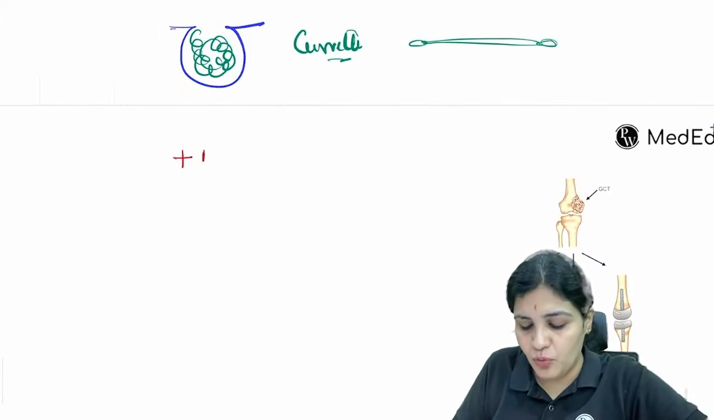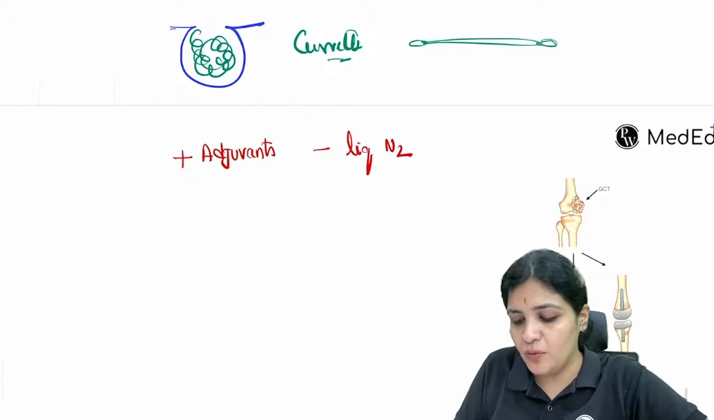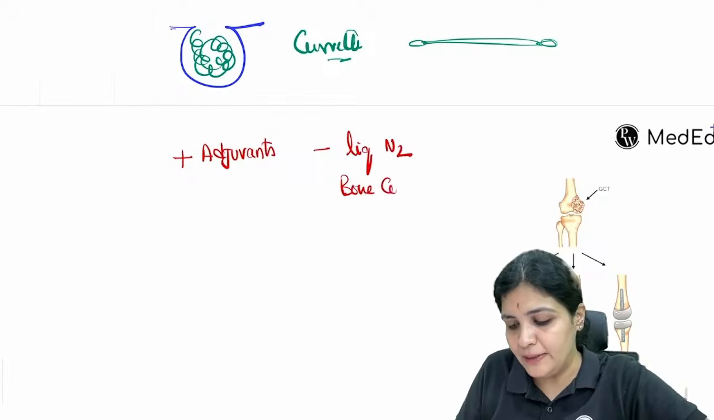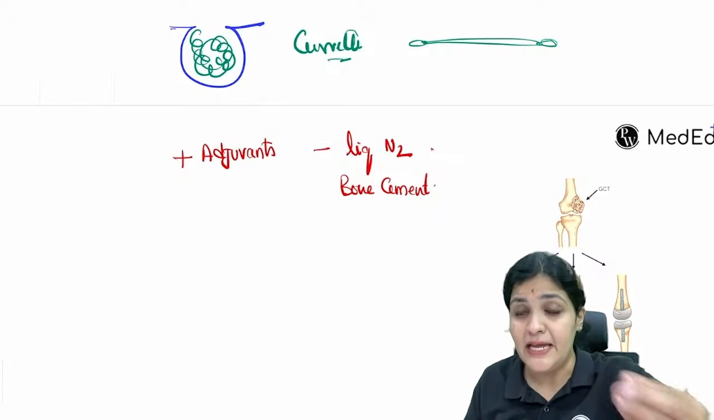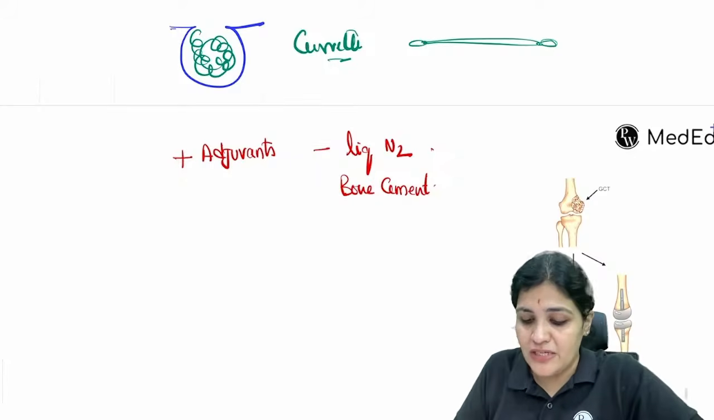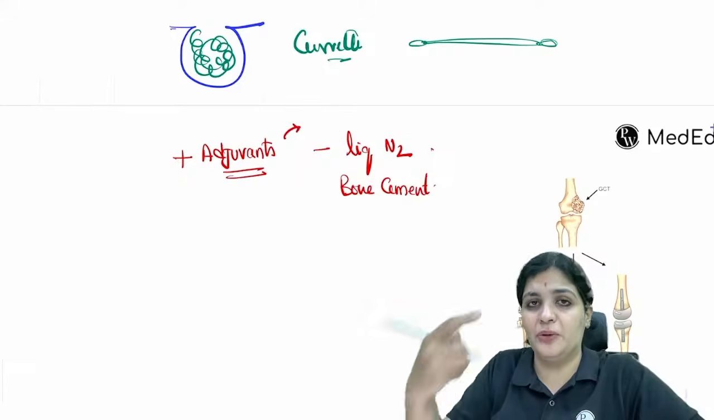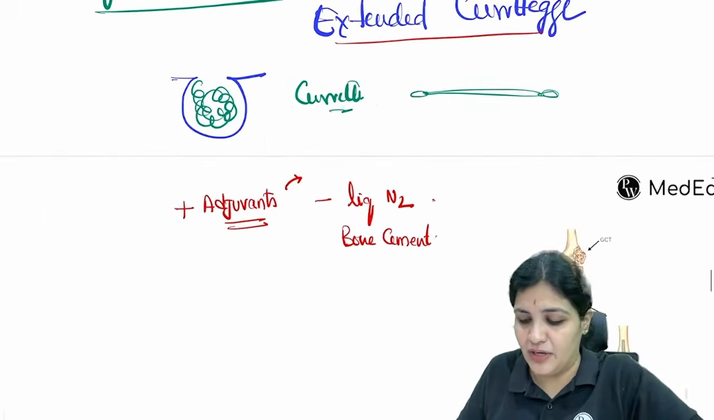So now you use an adjuvant. What are those adjuvants? You can either use liquid nitrogen or bone cement, right? You put liquid nitrogen or bone cement in this cavity, so that there is no space for the tumor cells, and because the bone cement produces heat, the remnant cells attached to the cavity will also die. So when an adjuvant is used along with the curettage, this is called an extended curettage, right?